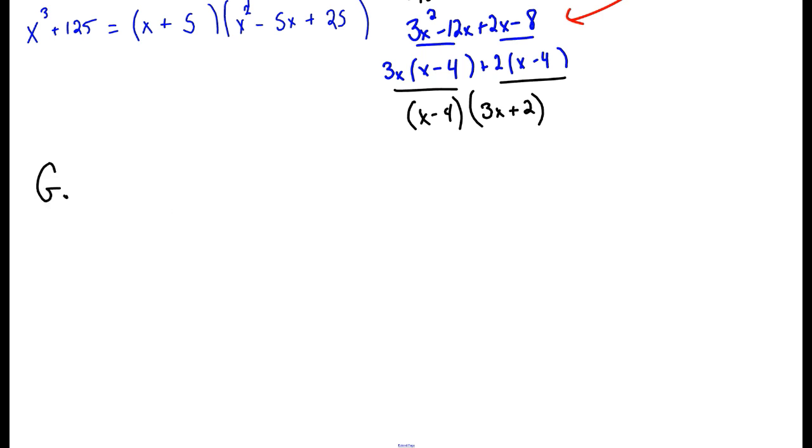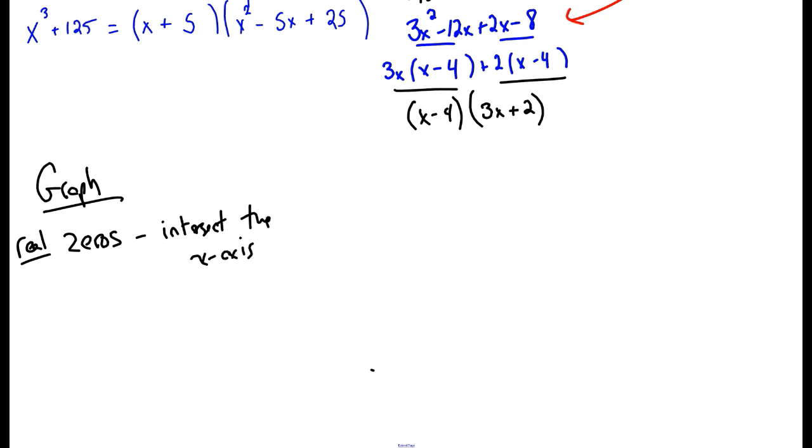When we graph, there's a couple things we've got to look out for. Our zeros. Our zeros are real zeros. I'll emphasize that. Our real zeros are where we hit the x-axis, where we cross the x-axis. So I'm not going to say cross, I'm going to say intersect the x-axis. So, for example, this polynomial here, I know there's 3 real zeros. There they are right there. I've circled them because that's where it crosses the x-axis.